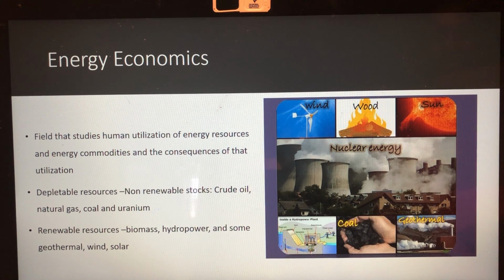First, we are going to list the two types of energy sources. One, we have what we call depletable sources, which are non-renewable sources. So these are fossil fuel energy sources such as oil, natural gas, coal, and uranium. And with renewable sources, we are talking about wind, biomass, hydropower, solar, and some geothermal.